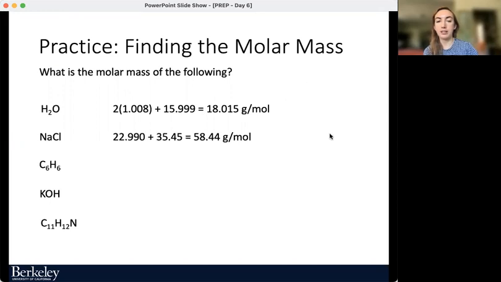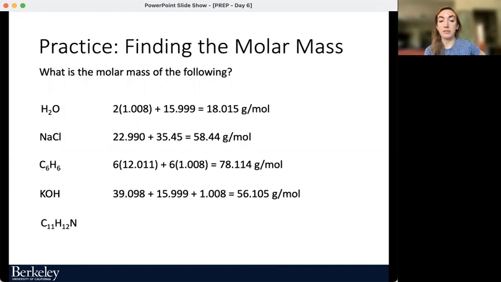For NaCl, we again just get those masses from the periodic table. So we get 58.44. For C6H6, we have 6 carbon atoms that each weigh 12.001 grams per mole, and 6 hydrogen atoms that each weigh 1.008. So we just plug that into our calculator and we get a total of 78.114 grams per mole. For KOH, we have potassium, oxygen, and hydrogen. So we add those up and we get 56.105.